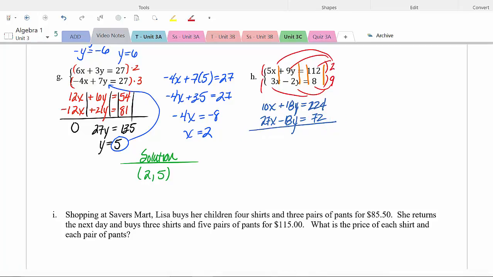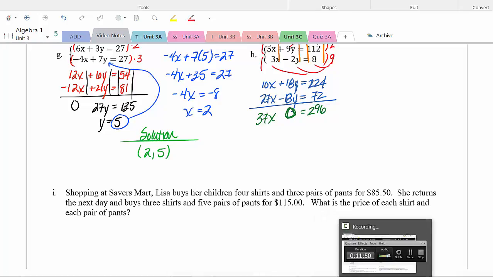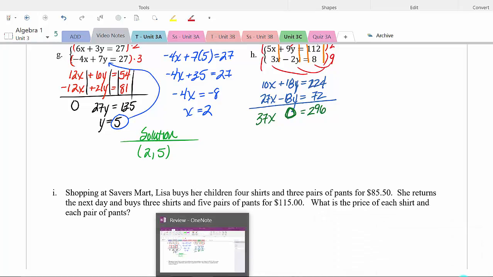Okay, at this point, I'm going to go ahead and combine these because I have what I want, which is right here. I want that variable to drop out, and it has. I'm going to find out that this is 37x if I combine those two positive values. And if I combine these, I get 296, it looks like, if my math is correct. So at this point, I'm going to pop open a calculator if I have one somewhere, which it doesn't look like I do.